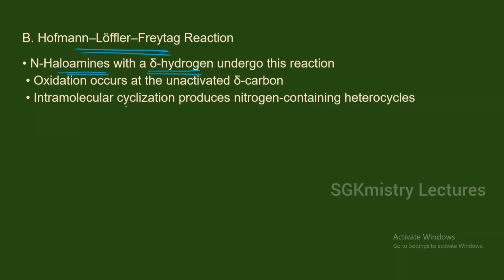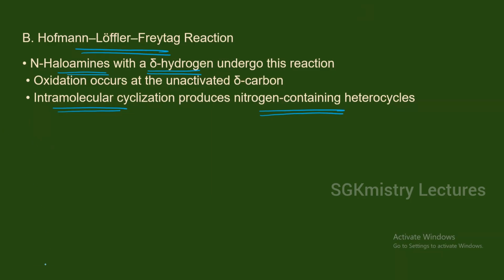Now in this case, what is going to happen? Intramolecular cyclization will take place, and you're going to get nitrogen containing heterocycles as the product. So the reactant that we are going to take is N-haloamines, and one more important condition is that they should have the delta hydrogen present in the molecule. Then the intramolecular cyclization takes place, because of which you get nitrogen containing heterocycles as the product. Let us look into how this reaction occurs.